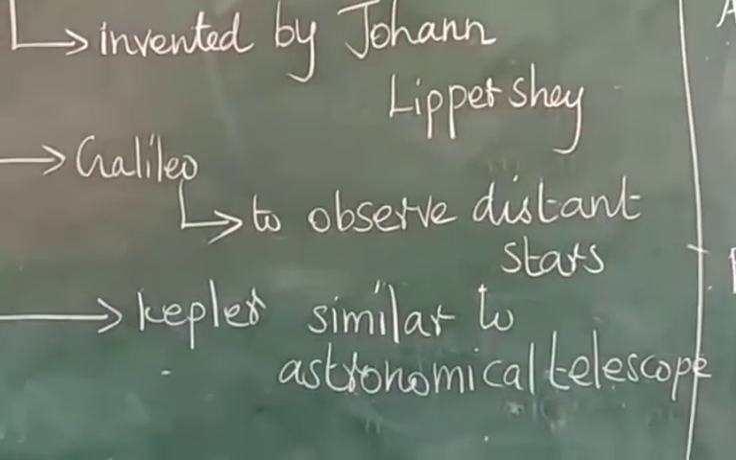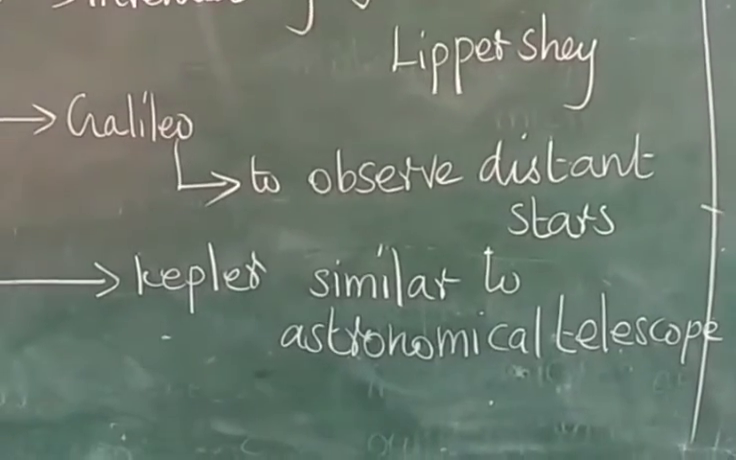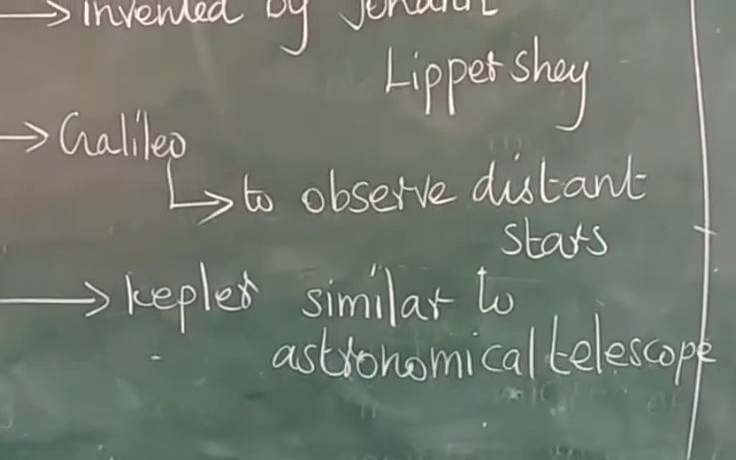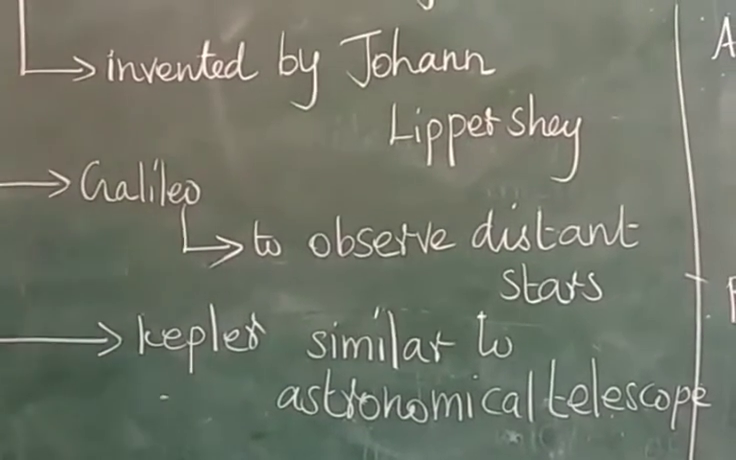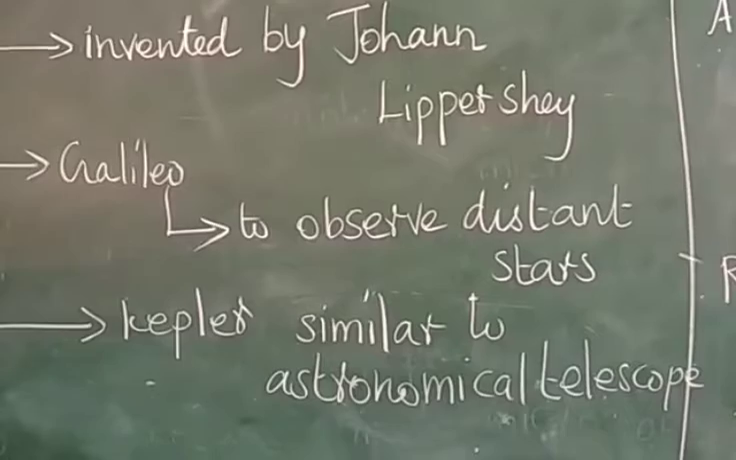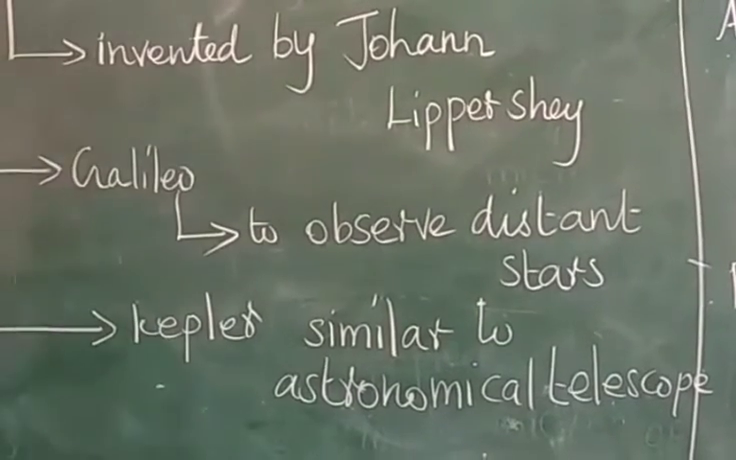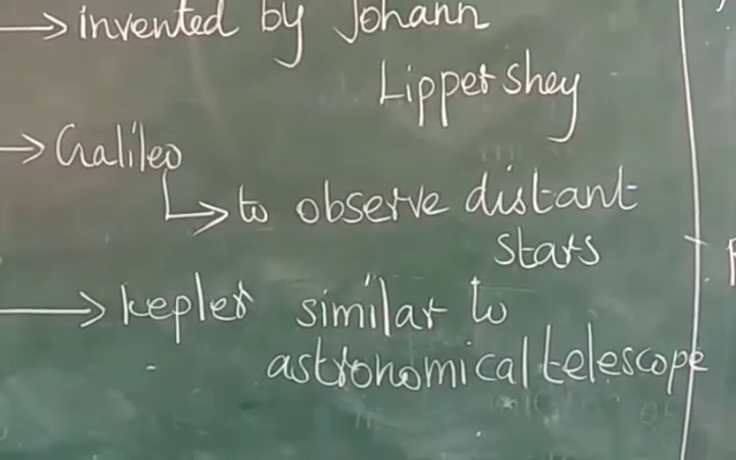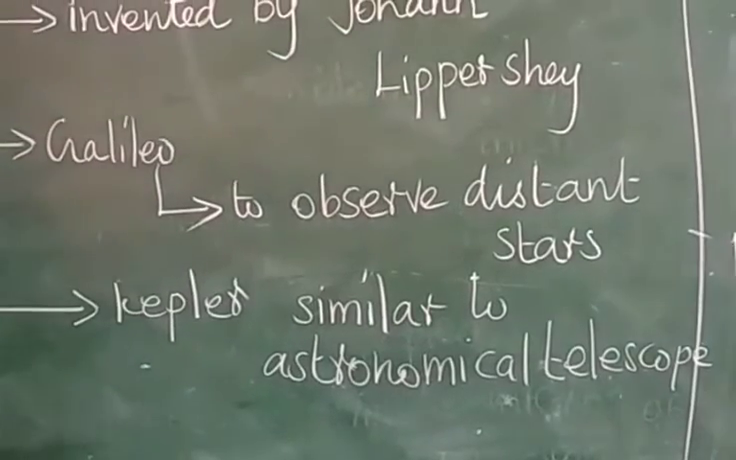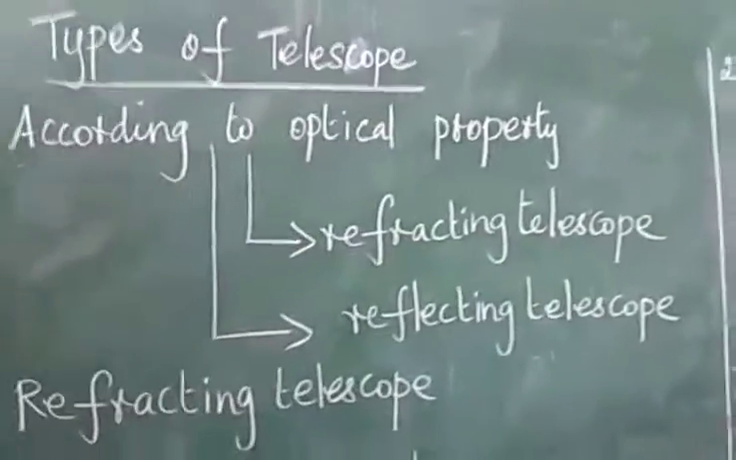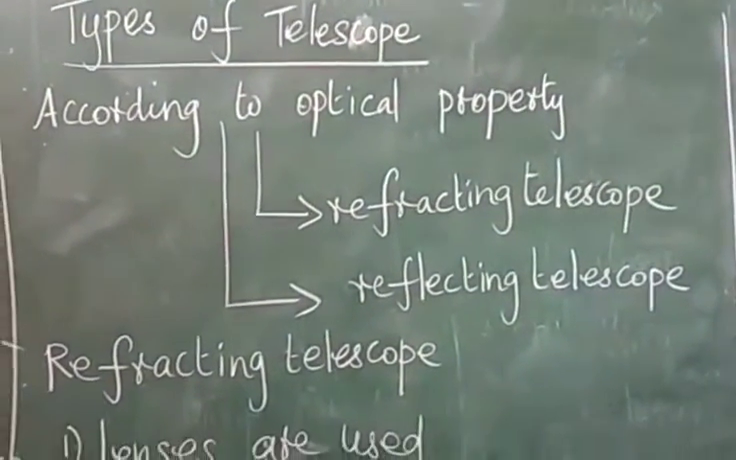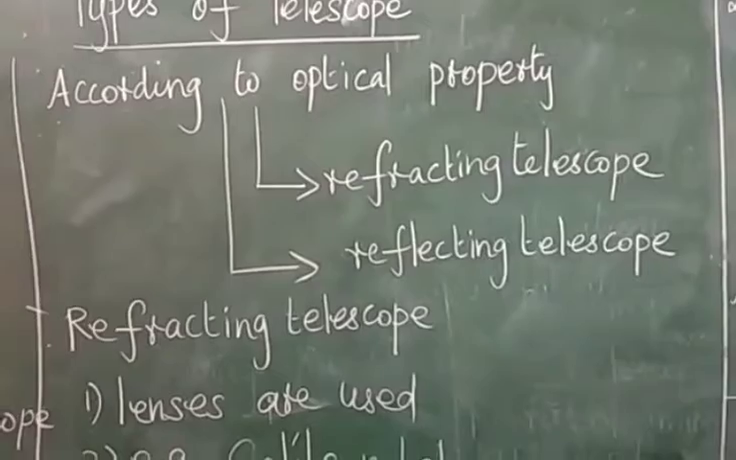Galileo observed the satellites of Jupiter and the rings of Saturn through his telescope. Next, Kepler also invented a telescope in 1611, which was fundamentally similar to the astronomical telescope. What are the types of telescope? According to the optical property, telescopes are divided into two headings. One is the refracting telescope, another one is the reflecting telescope.